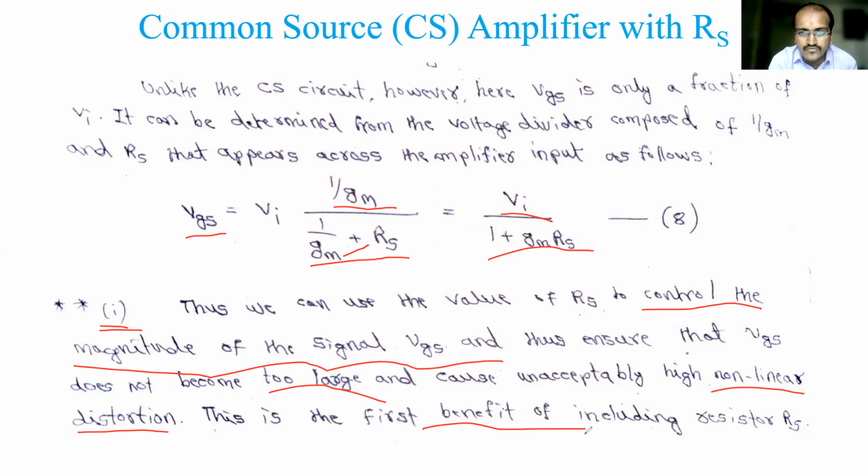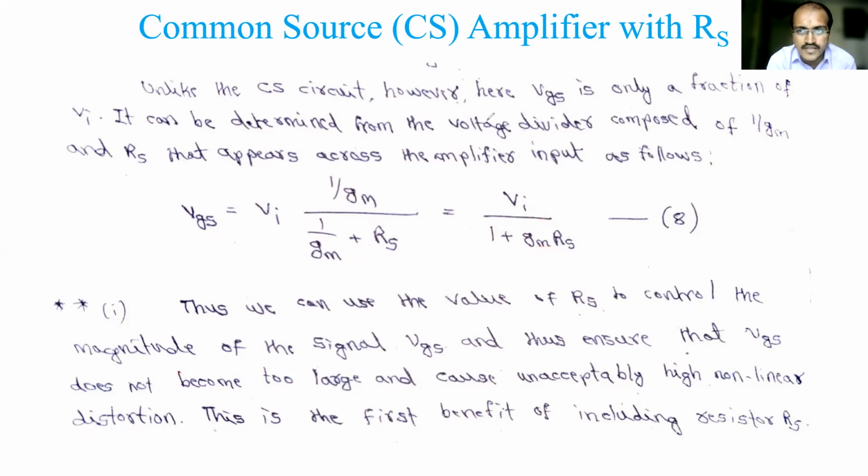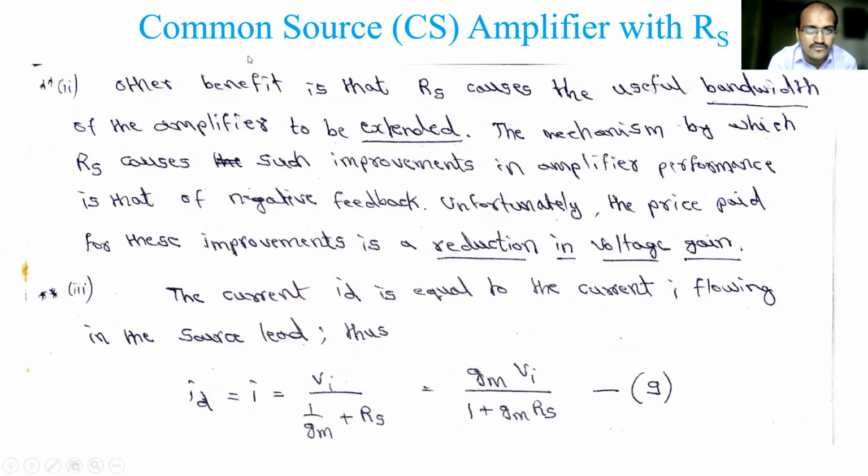So that's why it is an important circuit also. Including RS, this is the first benefit. Similarly, another advantage is, so again this I mark as star 2. The other benefit is that RS causes the useful bandwidth of the amplifier to be extended. So this point we'll be explaining next.